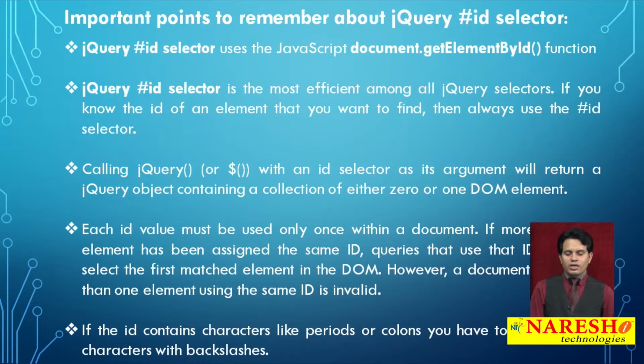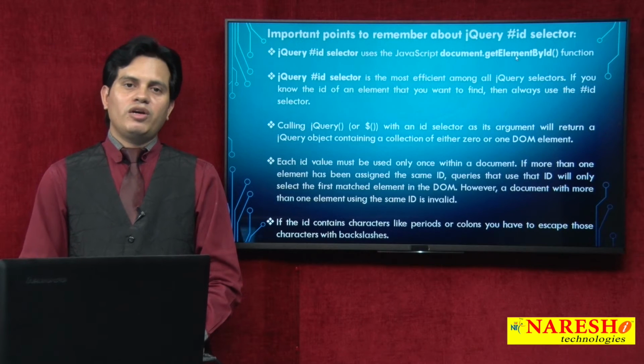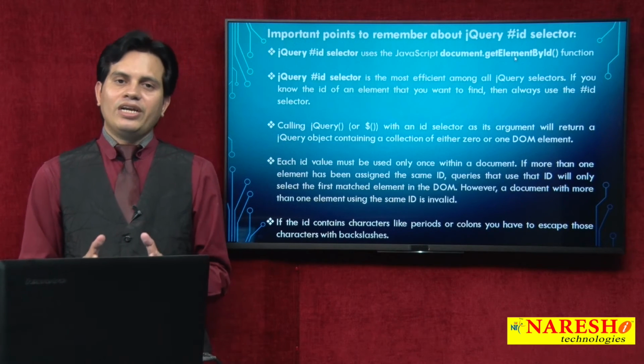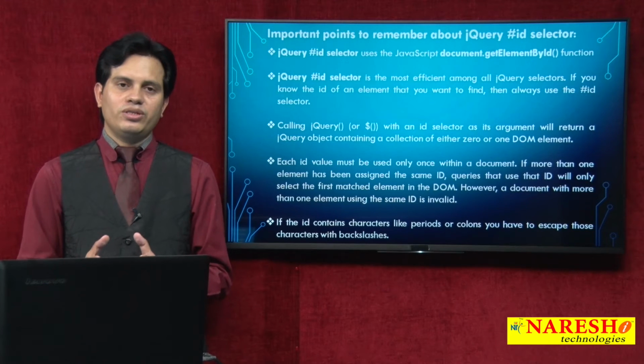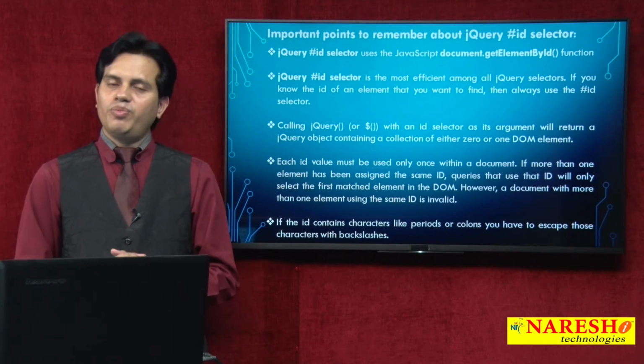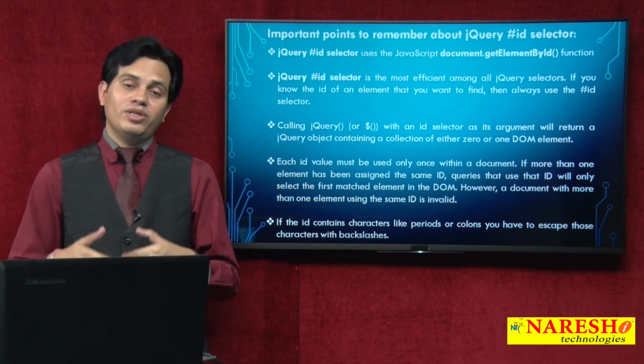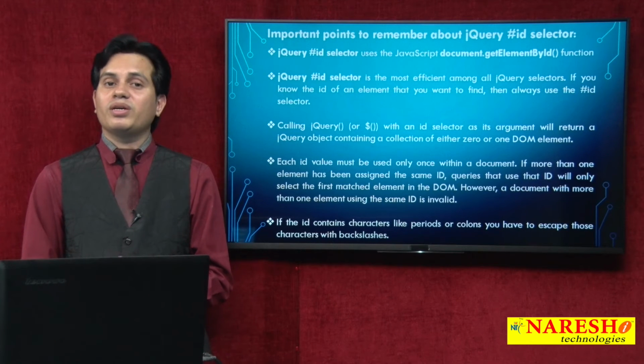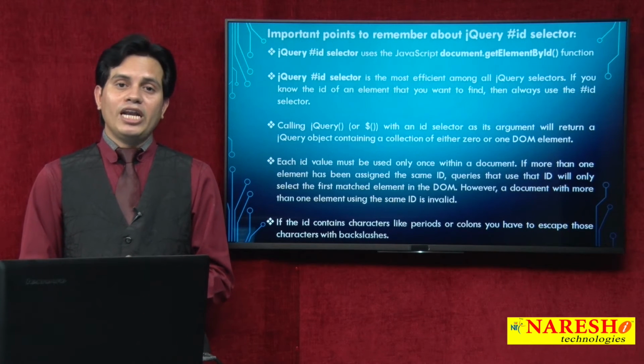So point number 1, the jQuery hash ID selector uses the JavaScript function document.getElementById. So if you are going to work with the jQuery ID selector, internally this ID selector uses a JavaScript function. I hope you have heard of it earlier, or maybe implemented it in your JavaScript programming: document.getElementById.